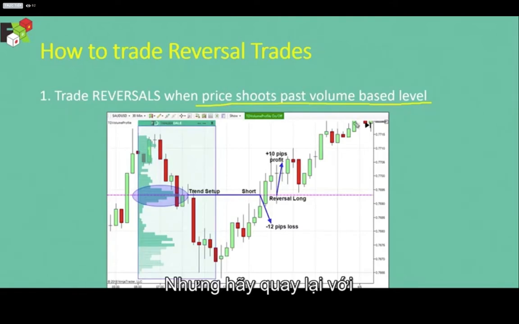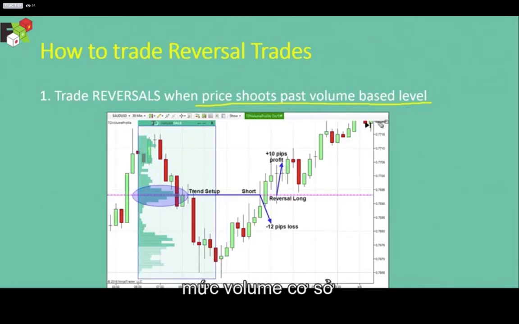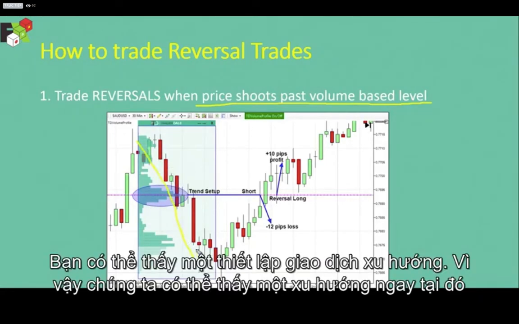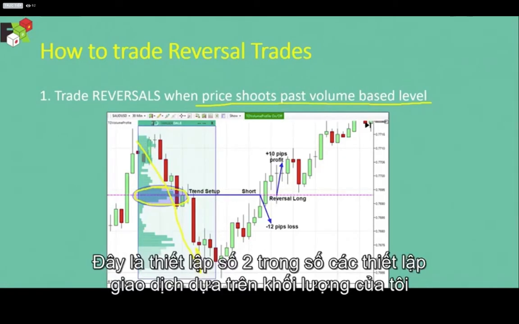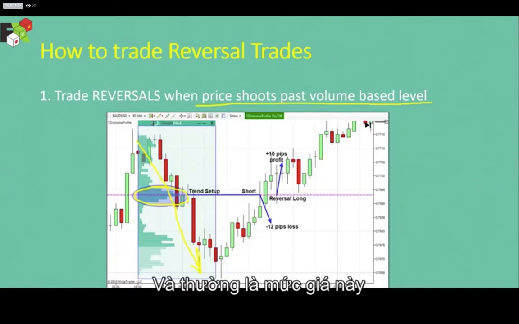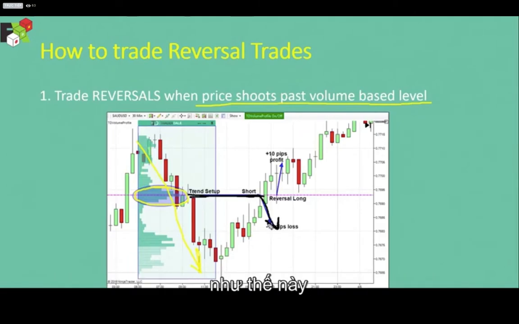But let's get back to this example. Let's get back to the reversal trades. The first kind of reversal trade is when price shoots past a volume-based level. In the picture, you can see a trend setup. You can see a trend right there, with a volume cluster within the trend. This is setup number 2 from my volume-based trading setups. And usually this level works as a resistance zone. So in this case, I expect a reaction like this.